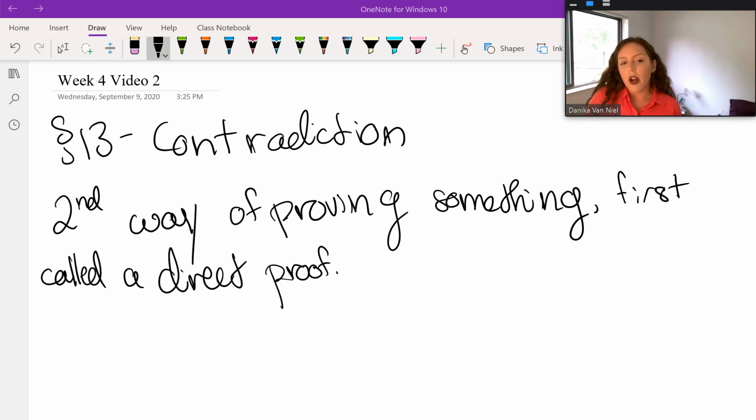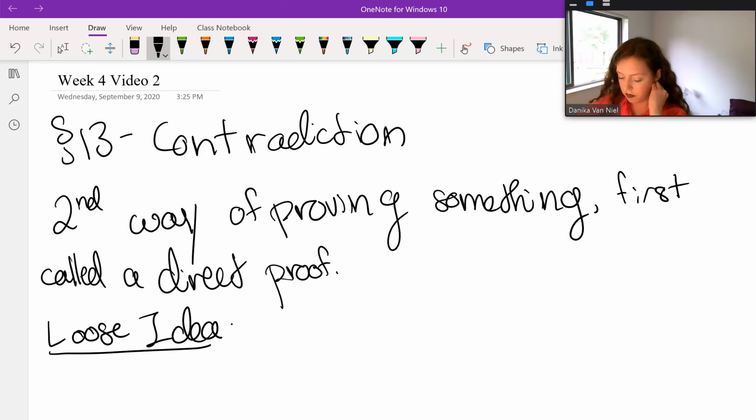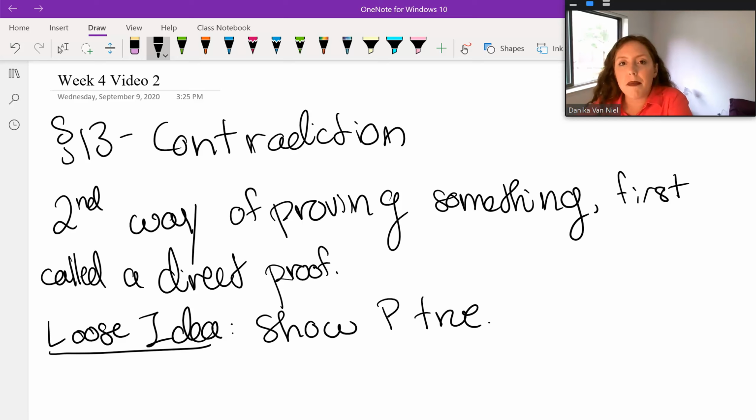So before I jump into showing you examples of this way of proving something, first I want to give you a loose idea of it. Okay? So let me actually label it as loose idea. Let's say you want to prove P is true. P is some statement. Maybe you're looking at P and you're like, wow, I have no idea how to show that that's true.